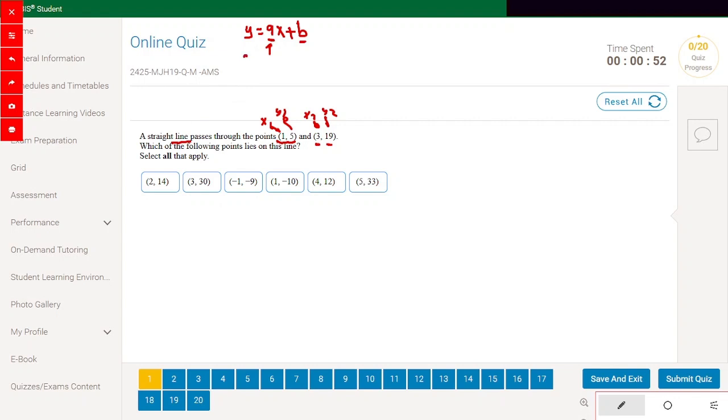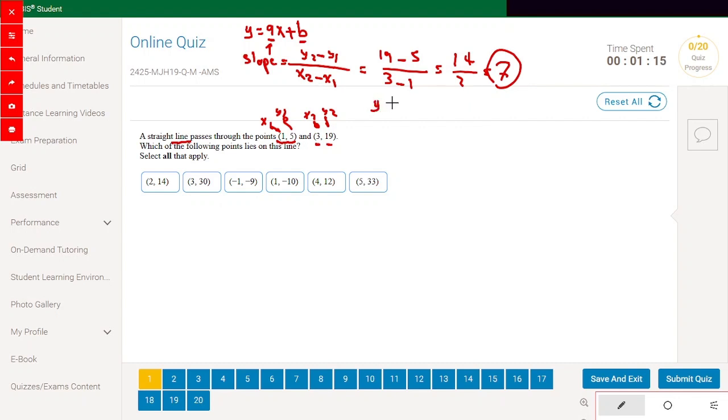Now a is the slope, which is equal to (y2 - y1) divided by (x2 - x1). So y2 is 19, minus 5, divided by 3 minus 1, equal to 14 divided by 2, equal to 7. So now we have y = 7x + b. Now we need to get b.